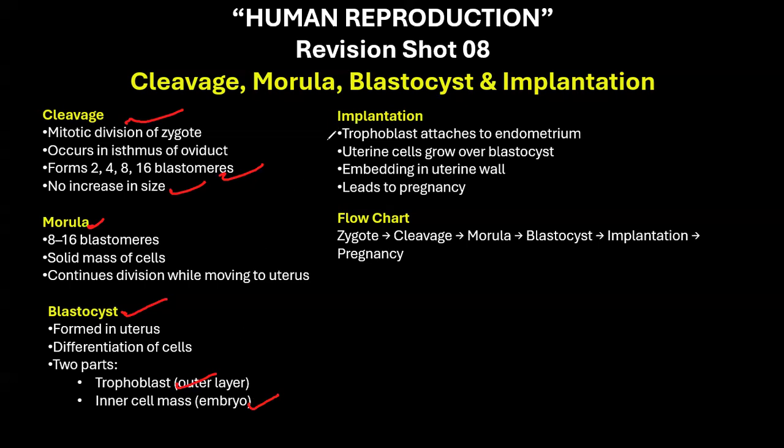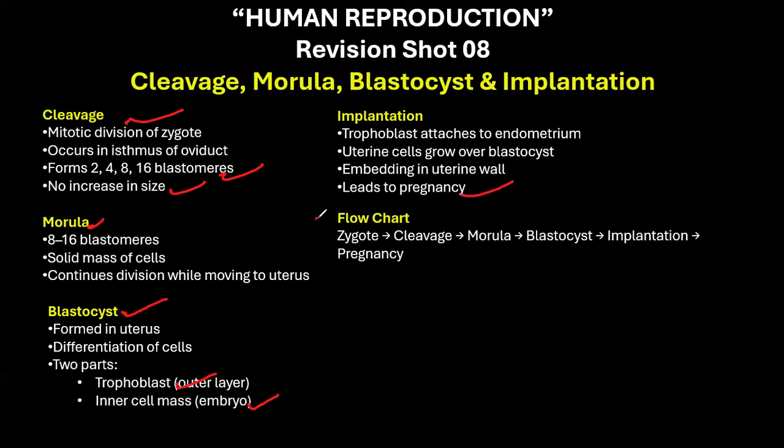Then implantation. The trophoblast attaches to the endometrium of the uterus. Uterine cells divide rapidly and cover the blastocyst. As a result, the blastocyst becomes embedded in the endometrium itself. This process is called implantation. And this marks the beginning of the pregnancy.